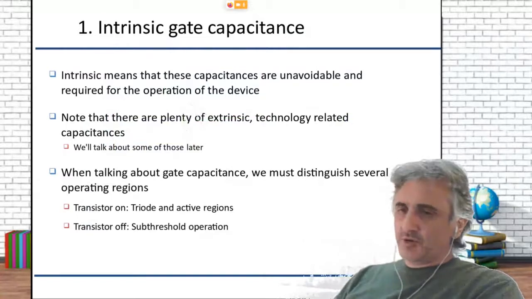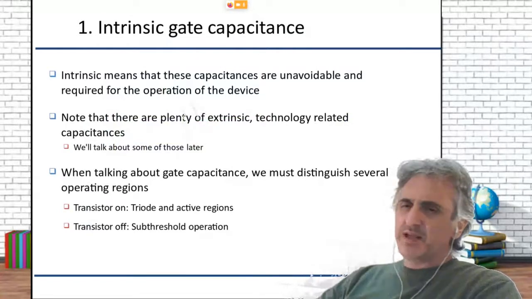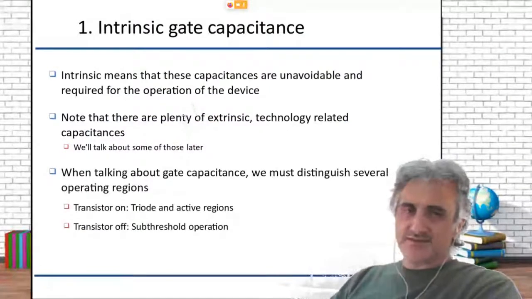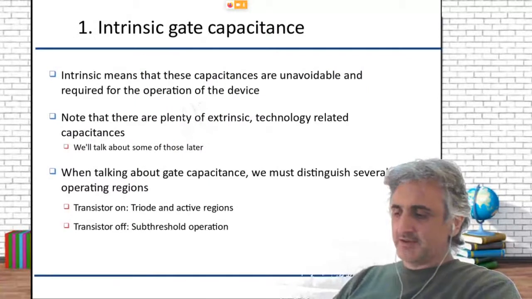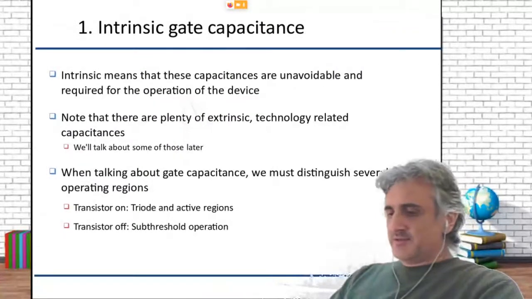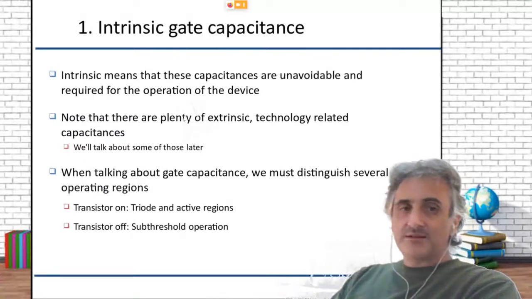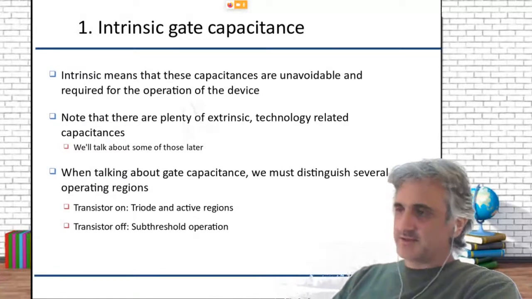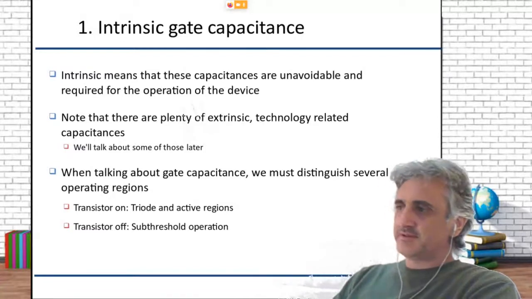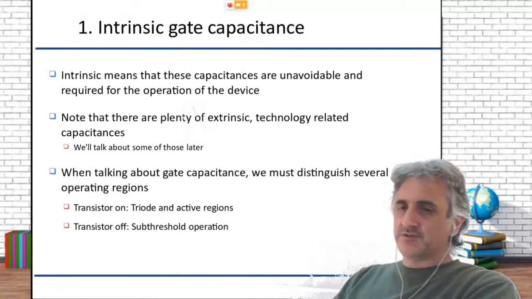So, moreover, apart from this intrinsic capacitance, there are plenty of extrinsic capacitances, but that is another question that we will talk about later. Not now. When talking about gate capacitance, which is probably the most important capacitance because it's usually the input capacitance, we have to distinguish between the three different regions we can have our transistor in.